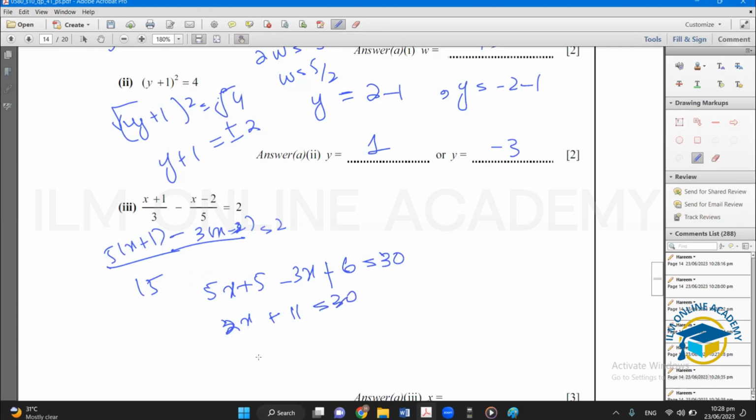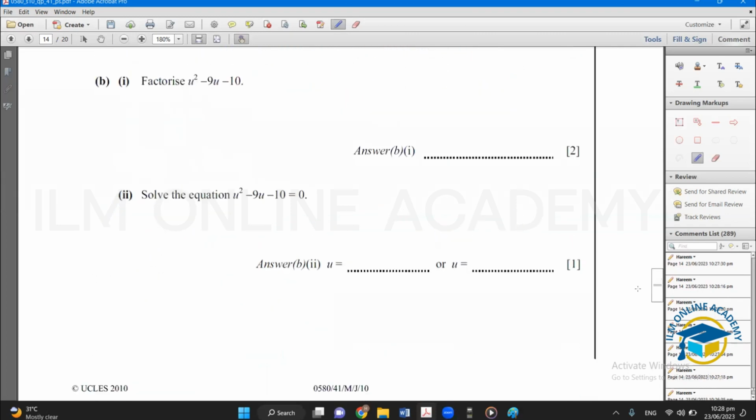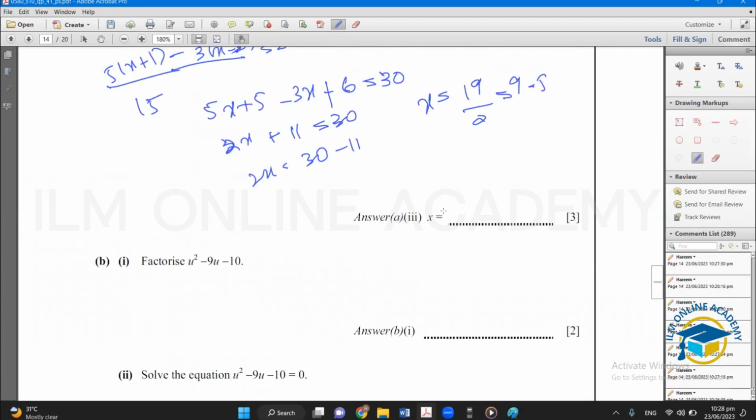And it's 30. 2x equals 30 minus 11. So it will make 30 minus 11, it's 19. Yes, 19. x equals 19 over 2, and the answer would be 9.5. Okay, so it's 9.5.